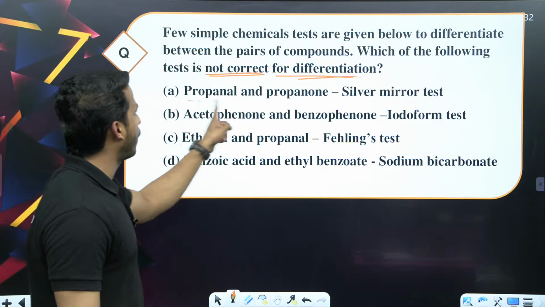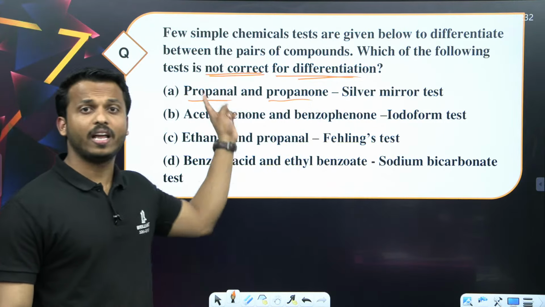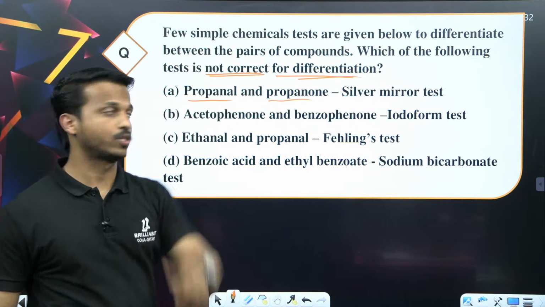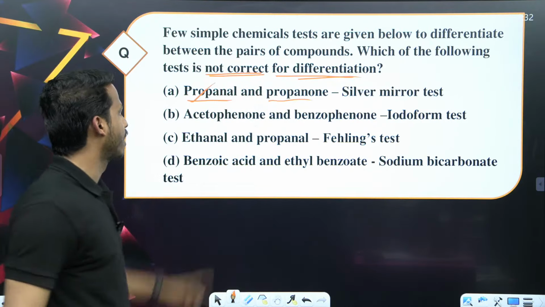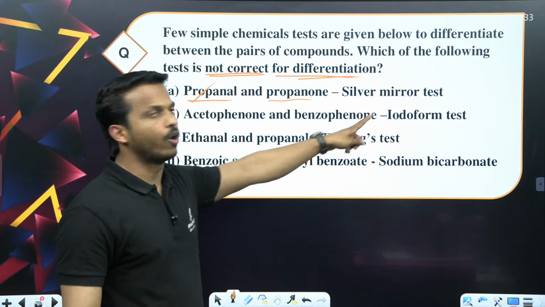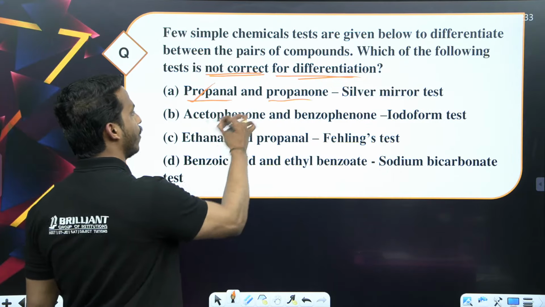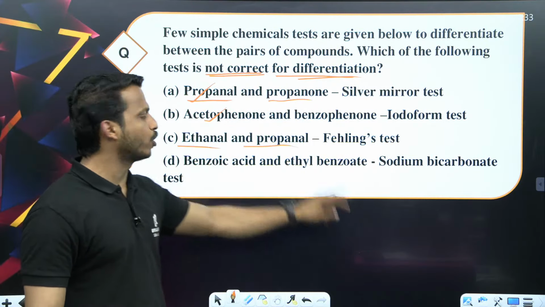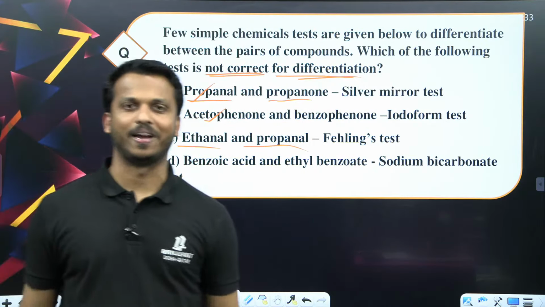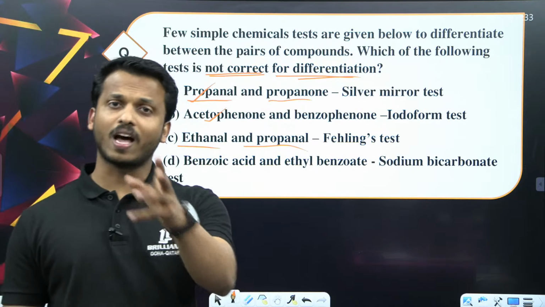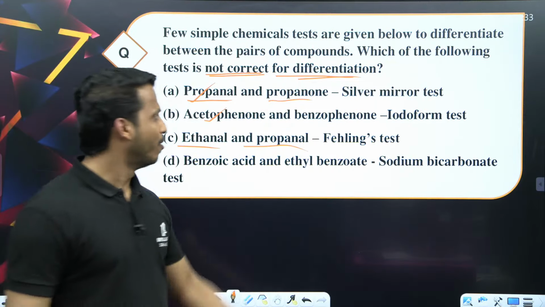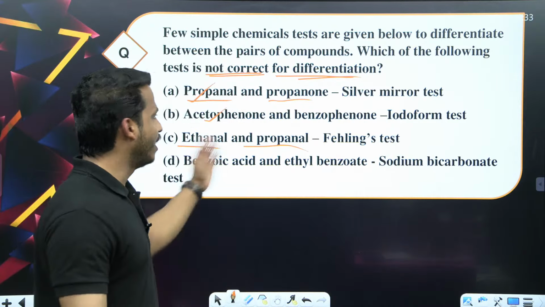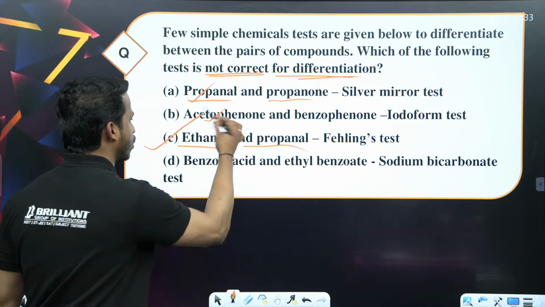Let's check it. They are propanal and propanone. One is an aldehyde, one is a ketone. Silver mirror test, Tollens' test, yes, good, because propanal will give the test. Acetophenone and benzophenone, iodoform test. Yes, acetophenone will give it, benzophenone does not. Ethanal and propanal, unfortunately both are aliphatic aldehydes. Fehling's test is given by all aliphatic aldehydes, right? So here distinction does not happen. Yes, let's go with option C.